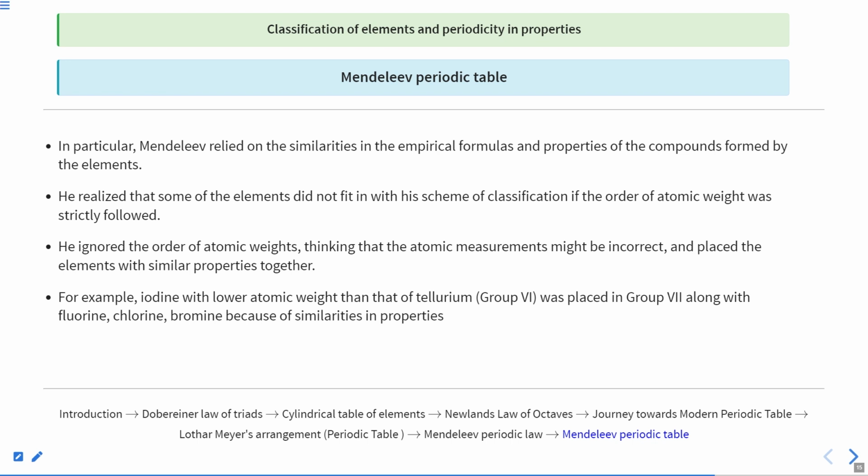For example, iodine, with a lower atomic weight than that of tellurium, was placed in group 7 along with fluorine, chlorine, and bromine, because of similarity in properties. So this is the beauty of Mendeleev.